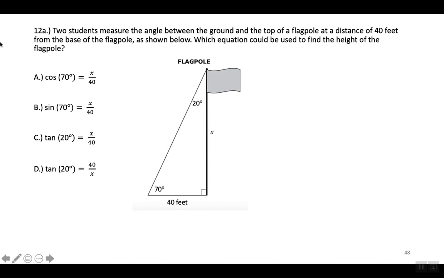All right, so 12A. 2 students measure the angle between the ground and the top of a flagpole at a distance of 40 feet.